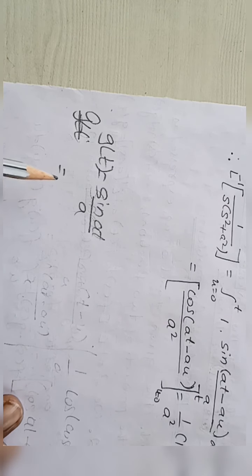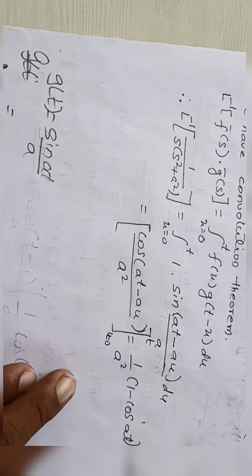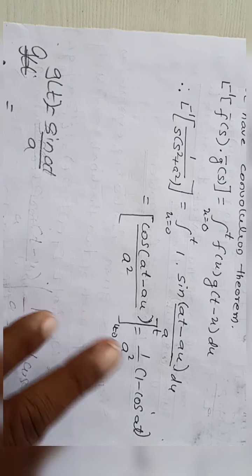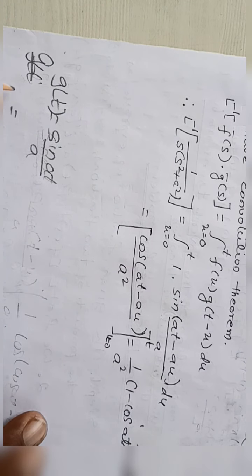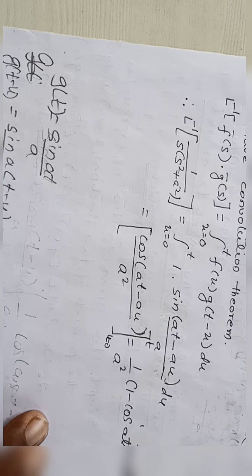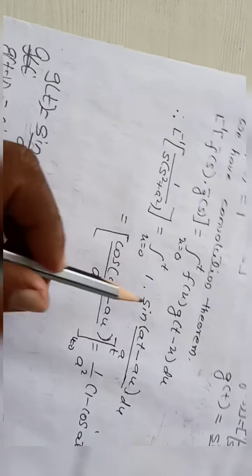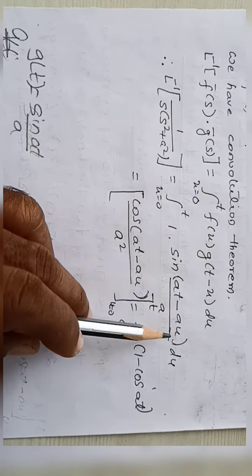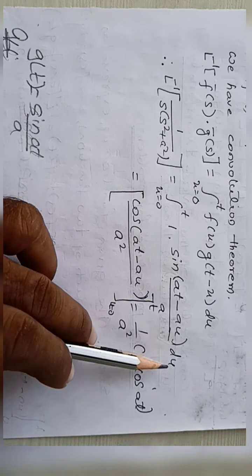That means what we have to do? g of t minus u is equal to sin of a. In place of t, we have to insert t minus u divided by a. It is definitely sin of AT minus AU divided by A. It is sin of AT minus AU divided by A, and du.